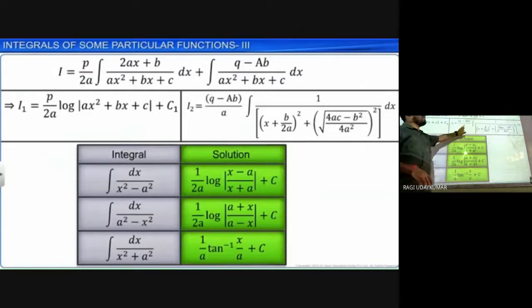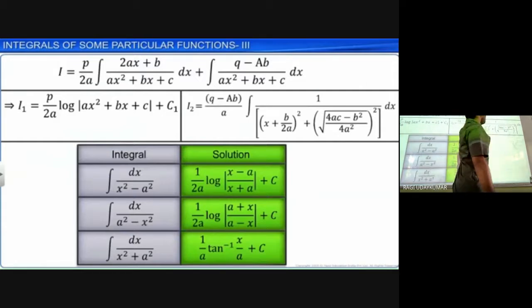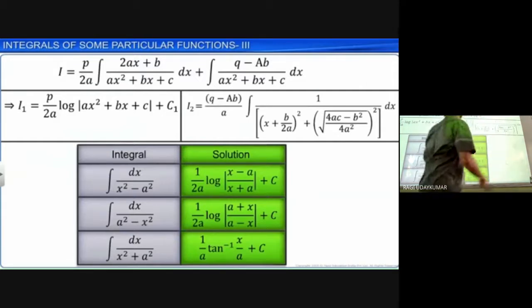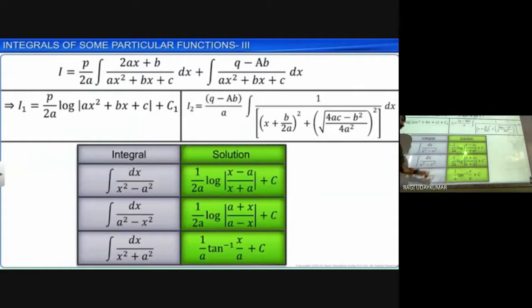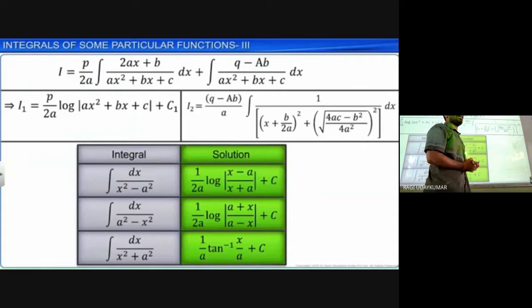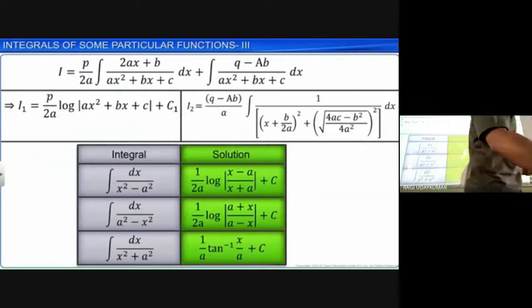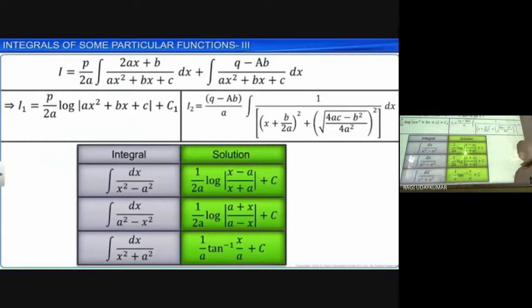Okay, so that is the one thing you have to remember. Using the completing square method, we need to bring this into the form of x square minus a square, or a square minus x square, or x square plus a square. After bringing that, in what form are you having this? It is in x square plus a square form. In place of x, x plus b by 2a. In place of x, x plus b by 2a. So that is the only difference you are going to have when you are solving this. So any one of these three forms you are going to get.